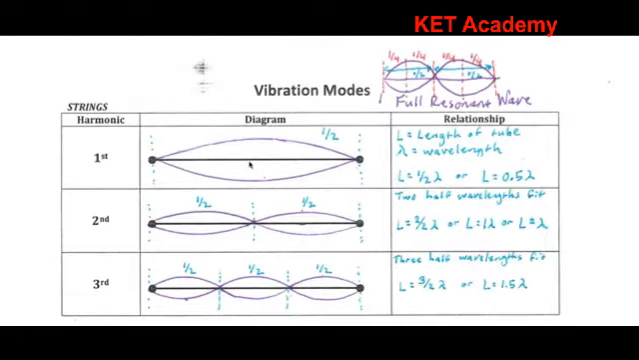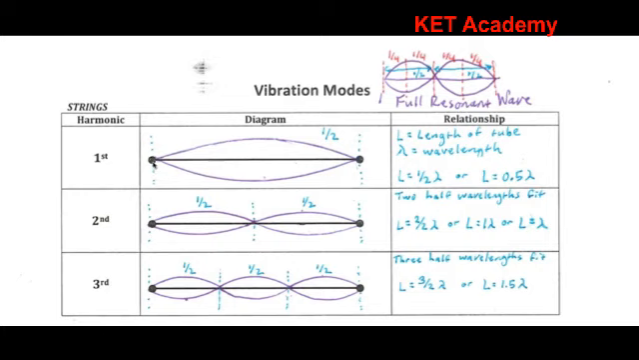Let's look at vibration modes and standing waves. So basically what a standing wave is, it's a wave that gets trapped, or at least pieces of waves that get trapped within a confined space. As an example, we could think of this first example here, this first harmonic, and we'll define what a harmonic is in just a moment.